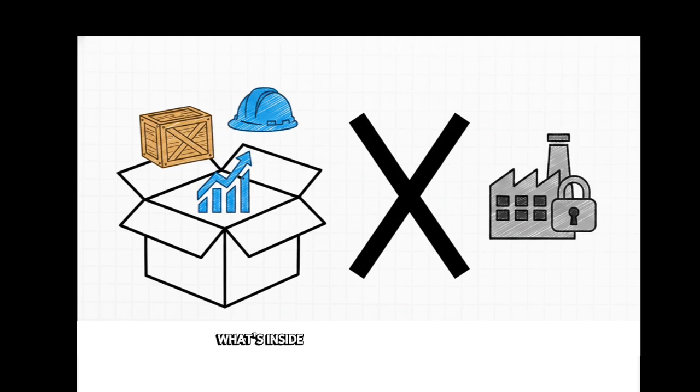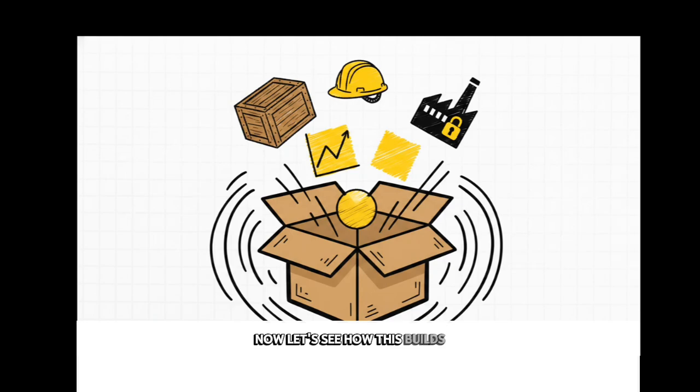Let's unpack variable costing first. What's inside? We've got direct materials, direct labor, and variable manufacturing overhead. Pretty straightforward, right? But take a really close look at what is completely missing here. Fixed manufacturing overhead is absolutely nowhere to be found. It's totally excluded from the product cost. Now let's see how this builds under absorption costing. We've got direct materials, direct labor, variable manufacturing overhead, and here's the kicker, fixed manufacturing overhead. The name kind of gives it away, doesn't it? Under absorption costing, nothing gets left behind. Every single manufacturing cost is fully absorbed into the product.